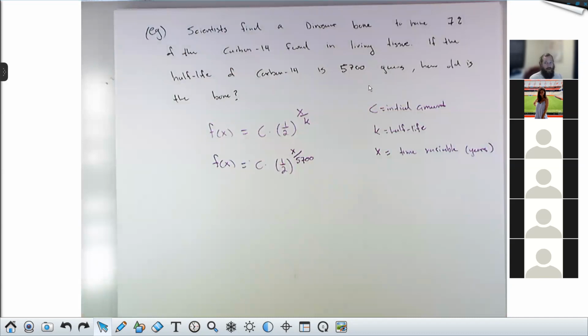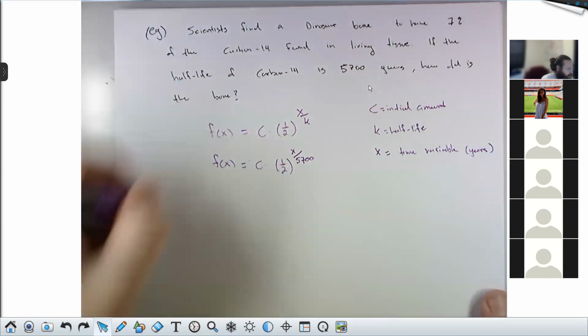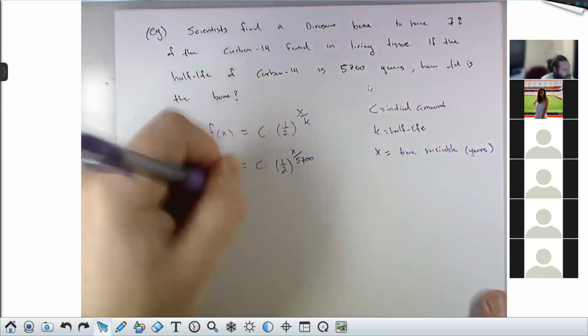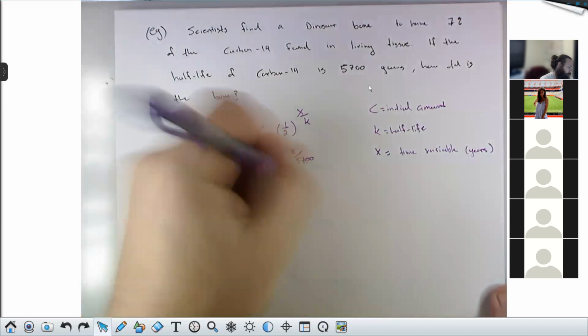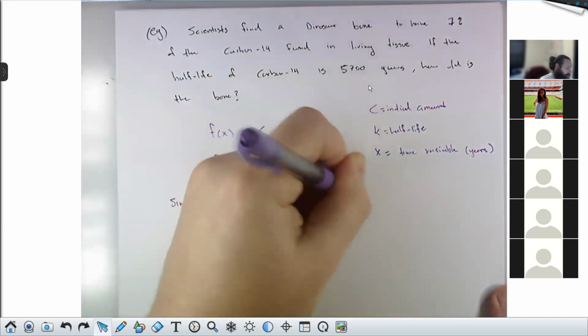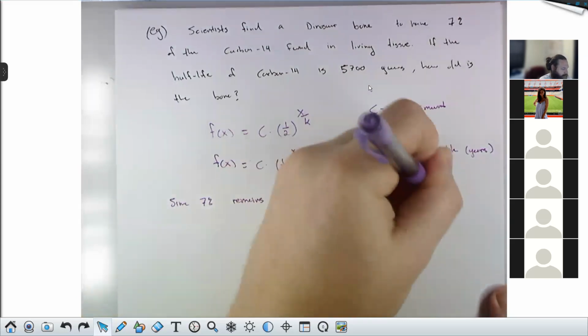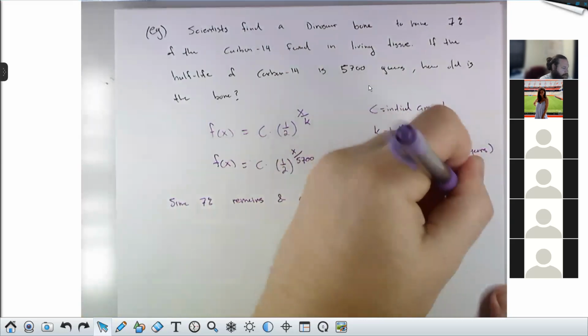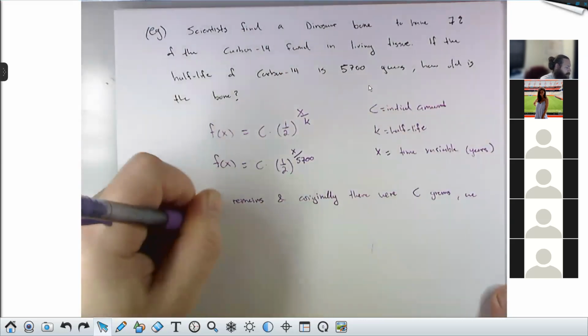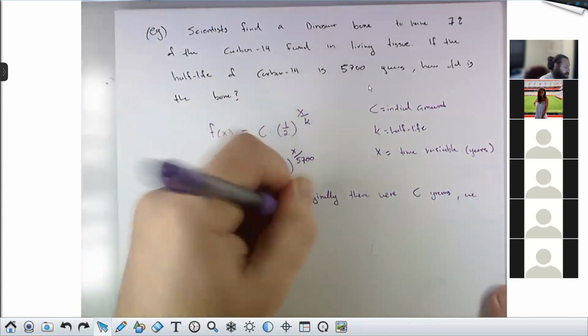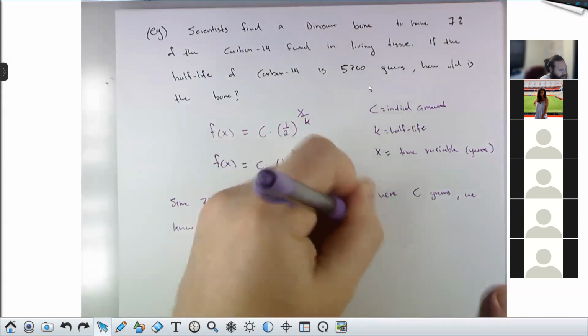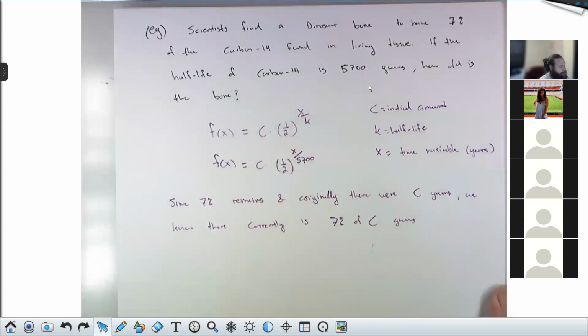If there was initially 100 grams of carbon-14 in this bone, and there's only 7% now, then there would be 7 grams left. If there were C grams of carbon-14 in the bone initially, then there would be 7% of C grams left. So since 7% remains, and originally there were C, let's say grams, we know they're currently 7% of C of carbon-14.